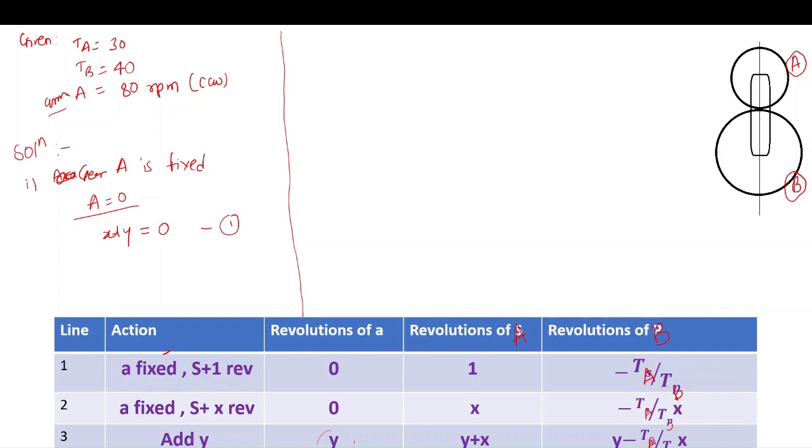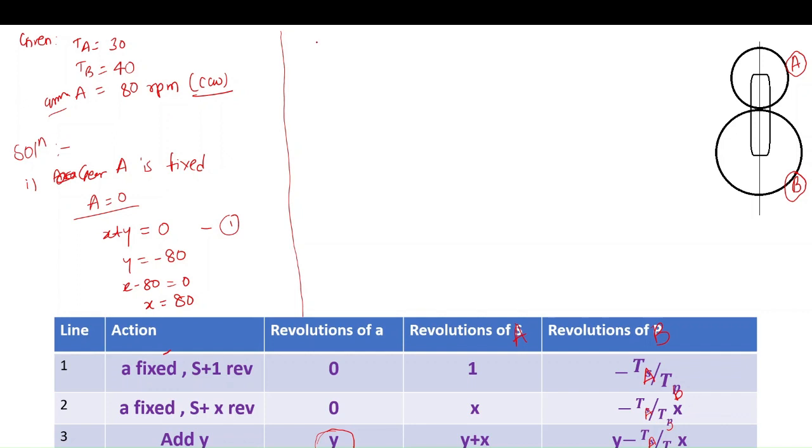And what is the other condition? Gear A is fixed, x plus y equals 0, and the revolutions of the arm will be y equals minus 80. Counterclockwise is negative. So x minus 80 equals 0, x equals 80.